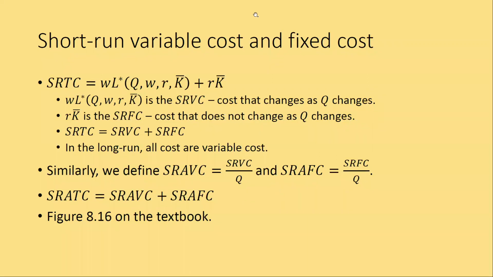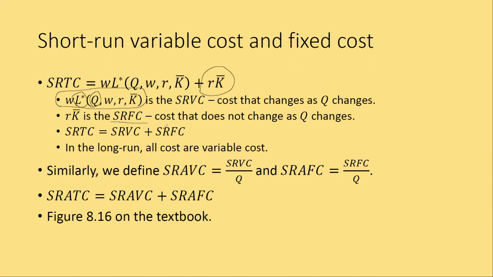If we look at our short-run total cost function equation, this part changes as Q changes, because as Q changes, the L star will change. So W times L star will change. And R times K bar is the part that does not change. There is no Q in this expression, right? So this is our fixed cost. And the short-run total cost is going to be the sum of our variable cost and the fixed cost.